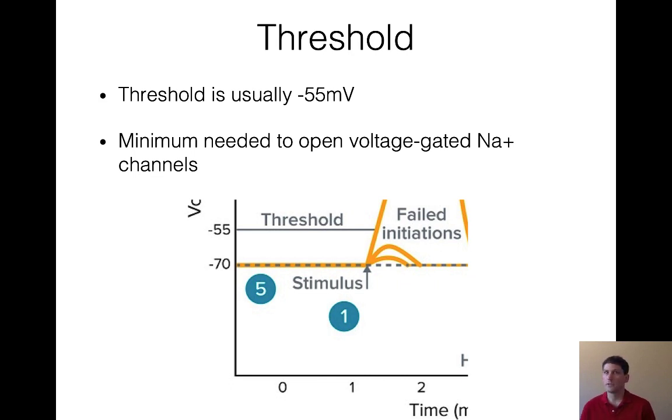As you'll learn down in your academic careers, you'll see that the resting membrane potential and threshold for different cells can be different in our bodies. But for our purposes, for these lectures, negative 70 and negative 55 are the two that we'll be talking about. Our minimum has to be hit in order to open voltage-gated sodium channels.